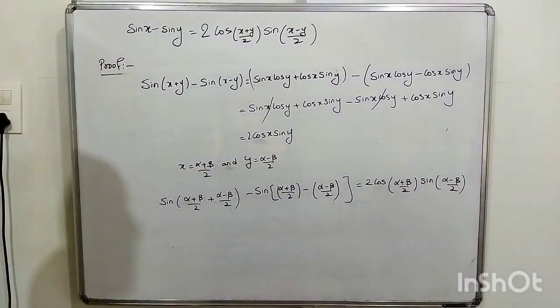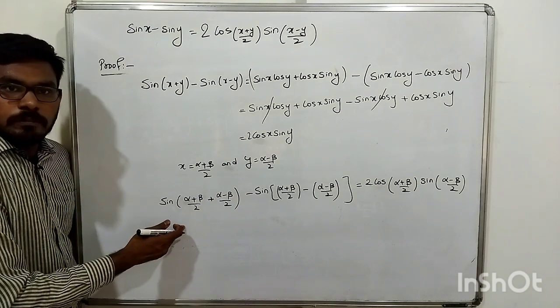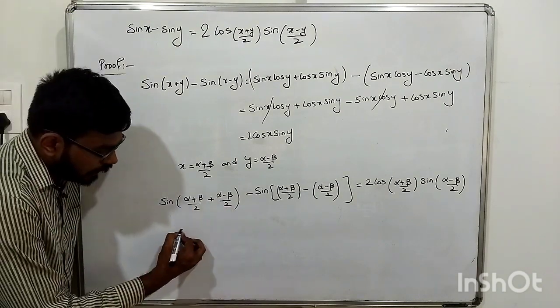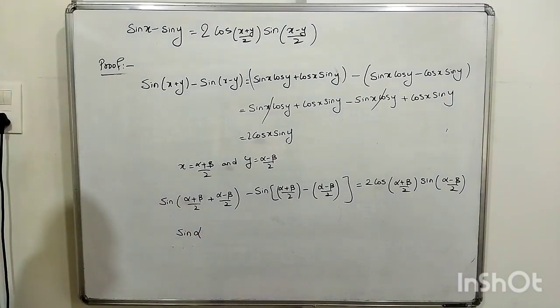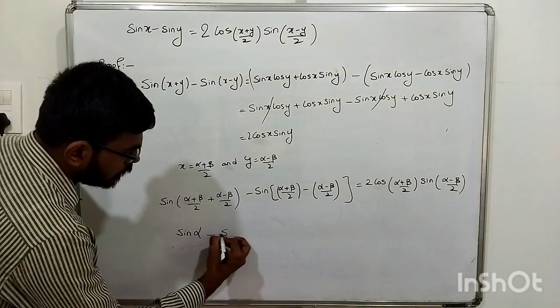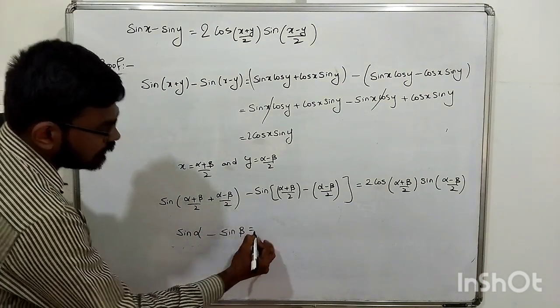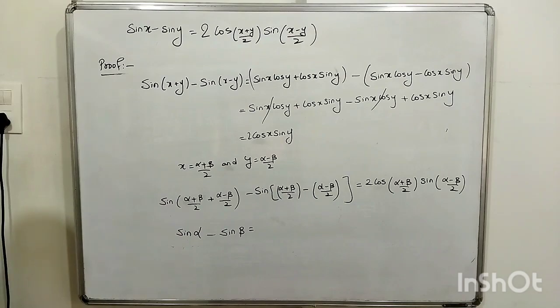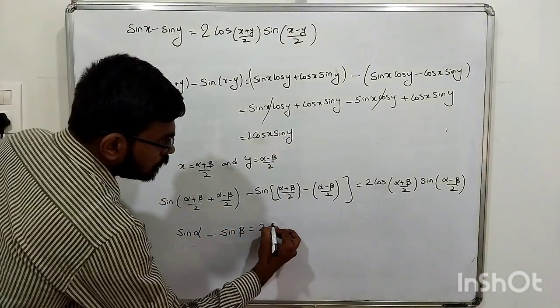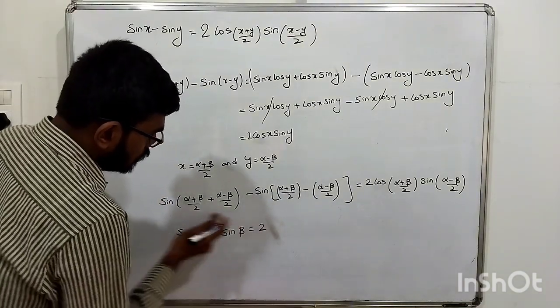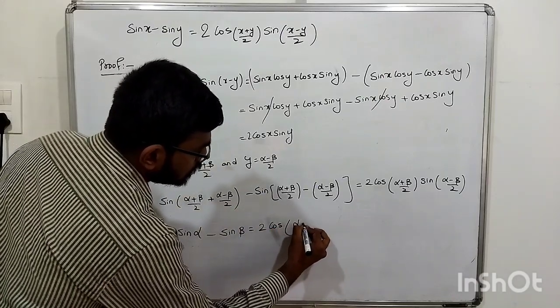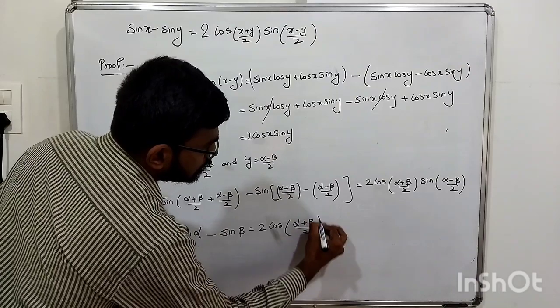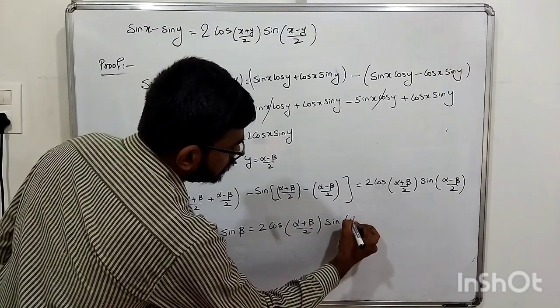Now again, as we saw in the previous part, if we simplify this we get alpha, and if we simplify this we get beta, correct? You can go through the previous part. So you get 2 cos. This calculation you can do and check, otherwise just check the previous part. Sine alpha minus beta upon 2.